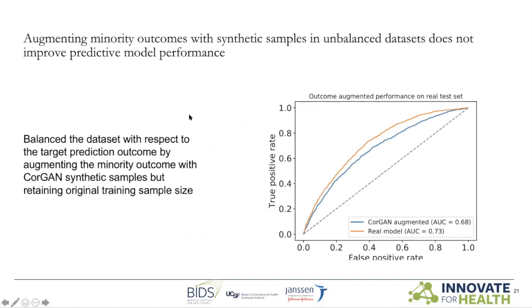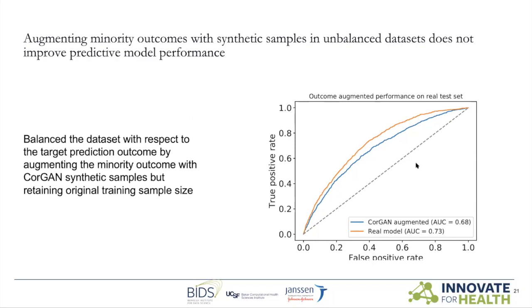We also tried augmenting the minority outcomes with synthetic samples. The percentage of patients transferred to the ICU is highly unbalanced. And so we tried balancing the data set with respect to the target outcome by augmenting the minority label, that patients actually go to the ICU, with positive outcomes that were generated from CorGAN synthetic samples. So we balanced that data set while retaining the actual data training size.